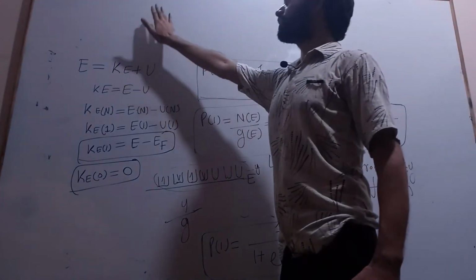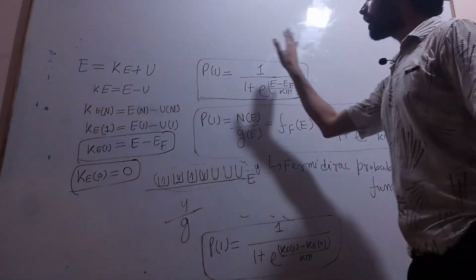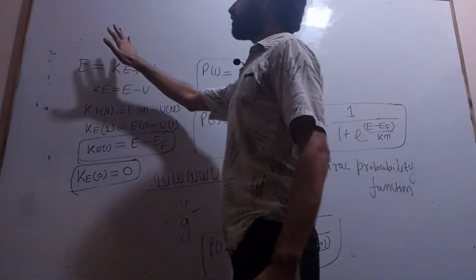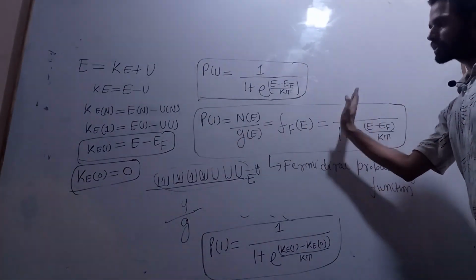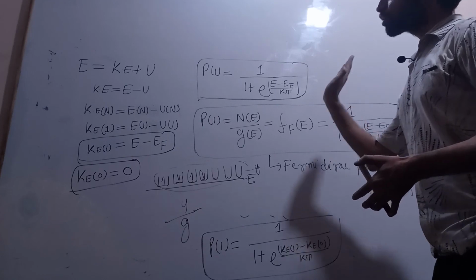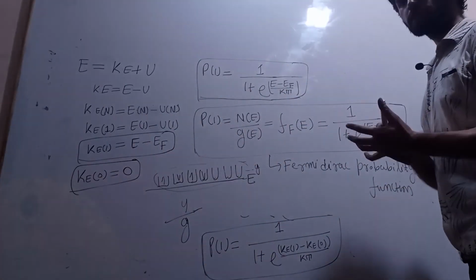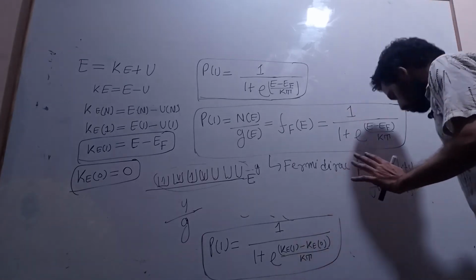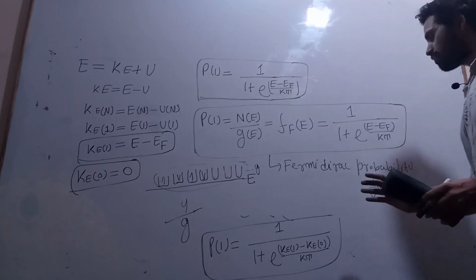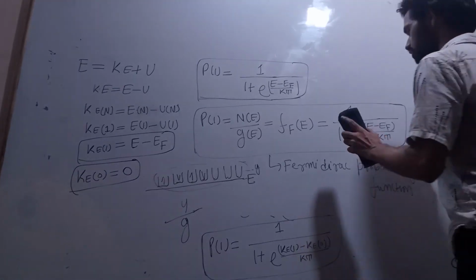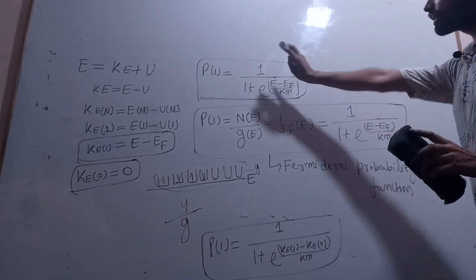Now after that we will see the characteristic between the distribution function and energy for different temperatures: at absolute 0 degree temperature, and at temperature greater than 0. From there we will see how the characteristic changes with temperature. That's all for this lecture, which is just the definition of this Fermi Dirac probability function. So this is part one.